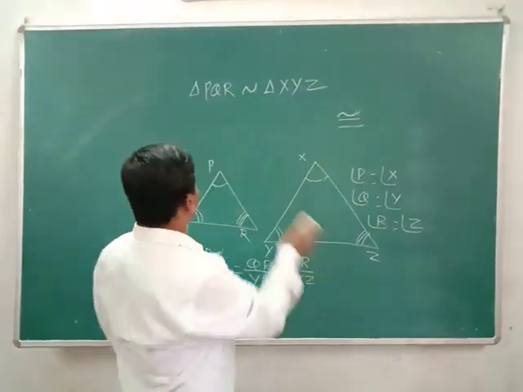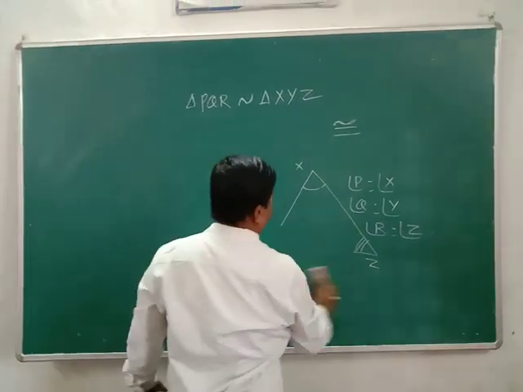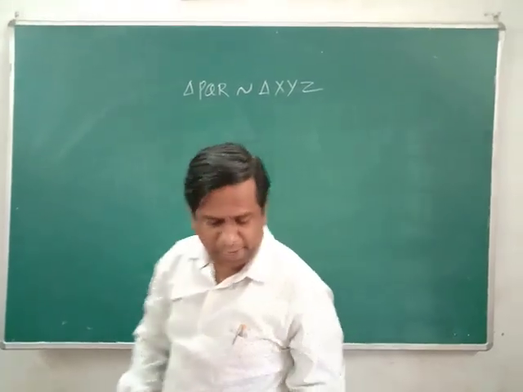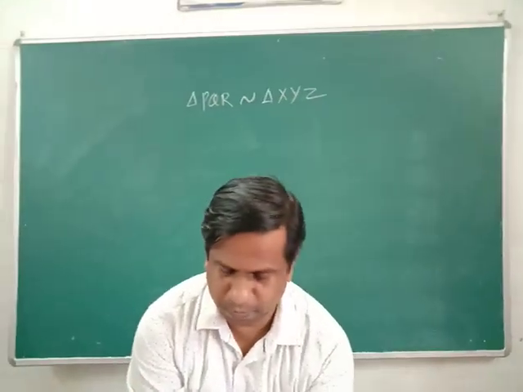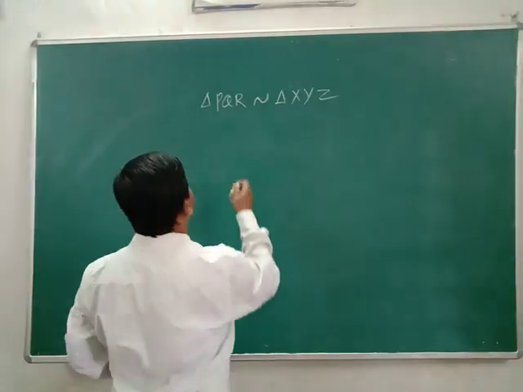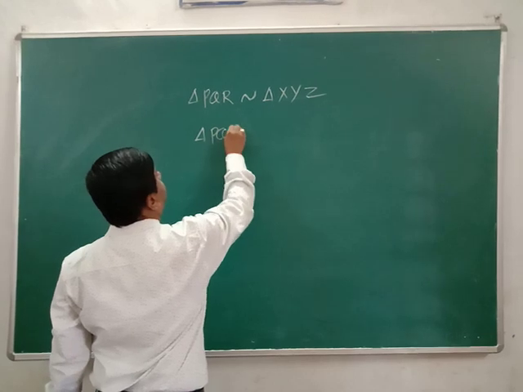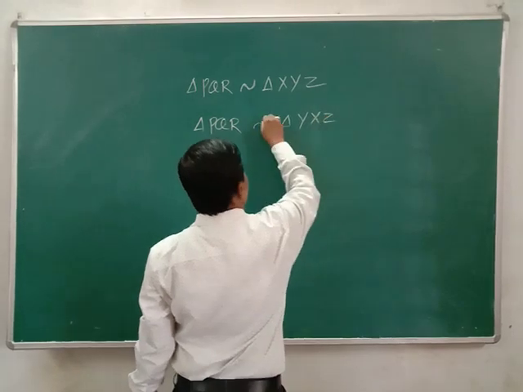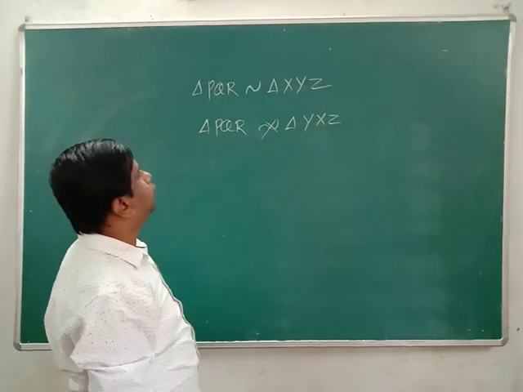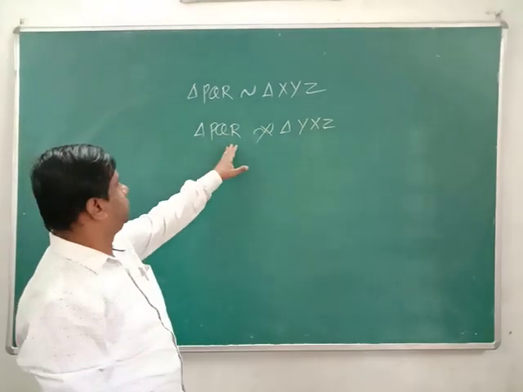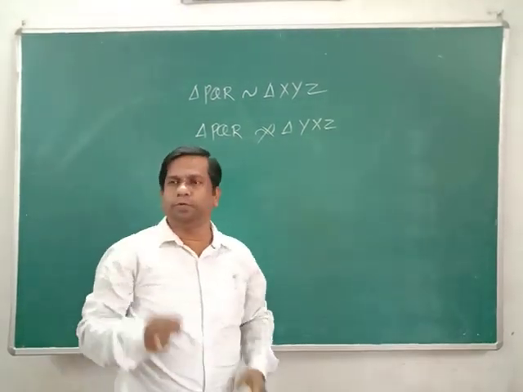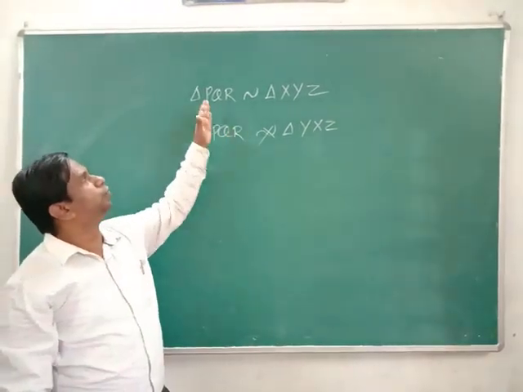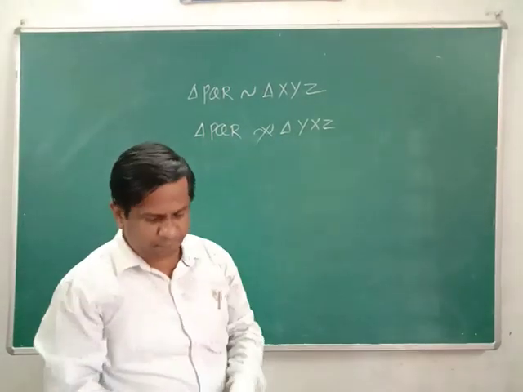So you cannot write as you wish. You have to write in corresponding vertices. That means triangle PQR cannot be written similar to triangle YXZ. This is wrong, because I have not written with respect to corresponding parts or corresponding vertices. So be careful when you are writing symbolically or using the symbols. You have to write the corresponding parts in both sides.